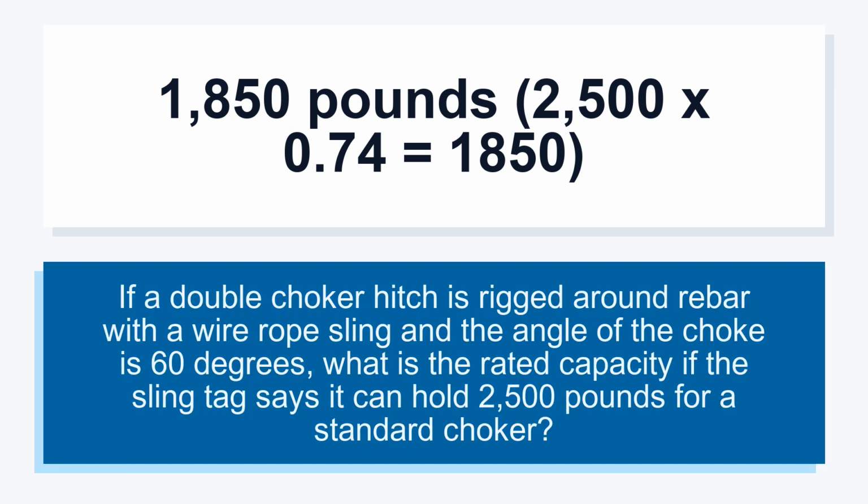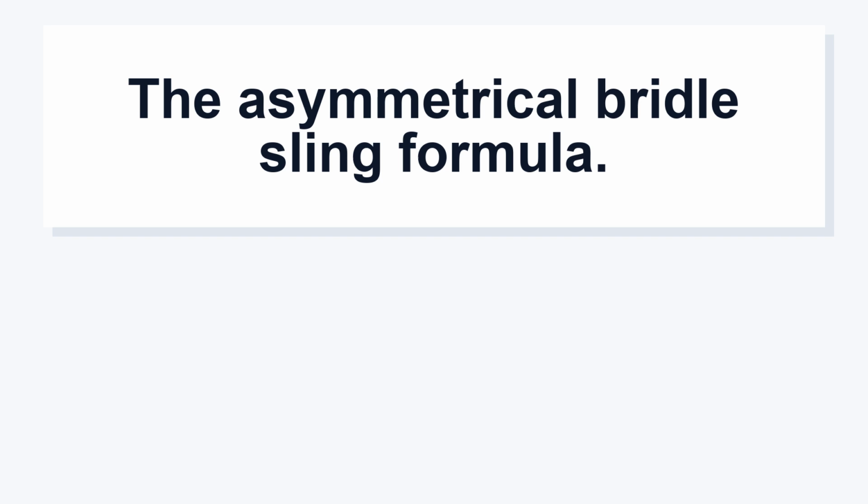If a double choker hitch is rigged around rebar with a wire rope sling and the angle of the choke is 60 degrees, what is the rated capacity if the sling tag says it can hold 2,500 pounds for a standard choker? The asymmetrical bridle sling formula.